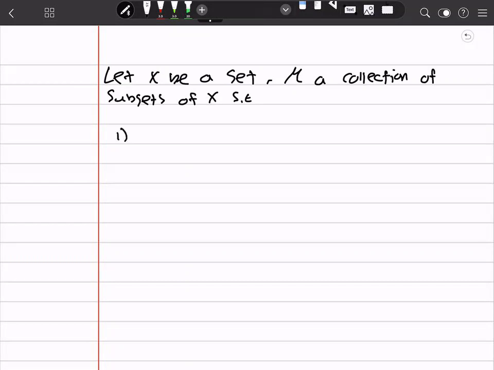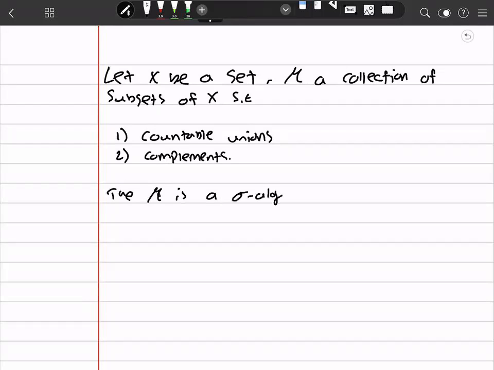The first property that it had to satisfy was that it contained countable unions. And the second property is that it had to contain complements. Then M is a sigma algebra on X.